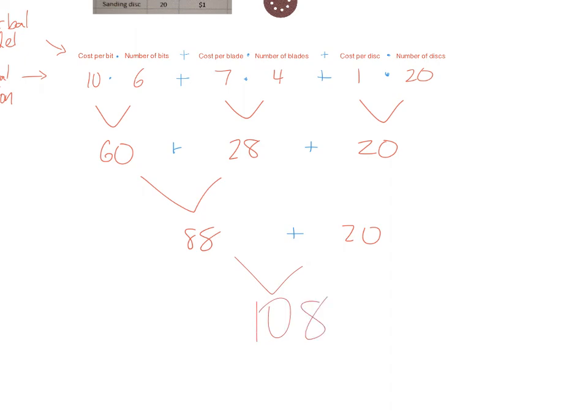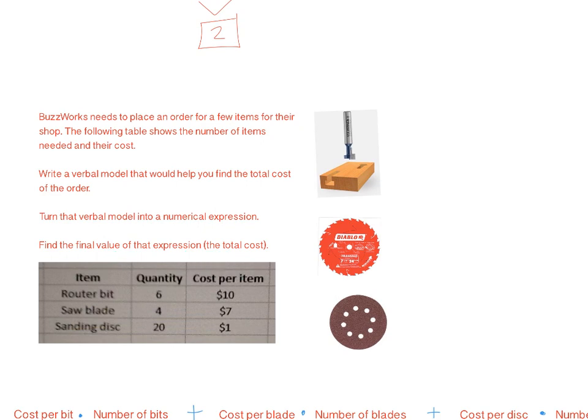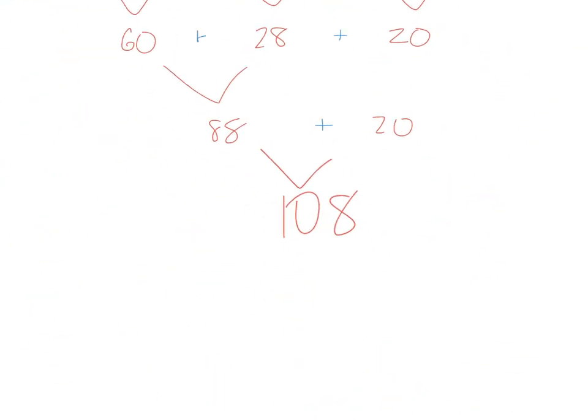And what were they asking for? What is the final value or the total cost? So we need to label our answer, of course, with a $ sign. So there you go. $108 is the final cost of that order.